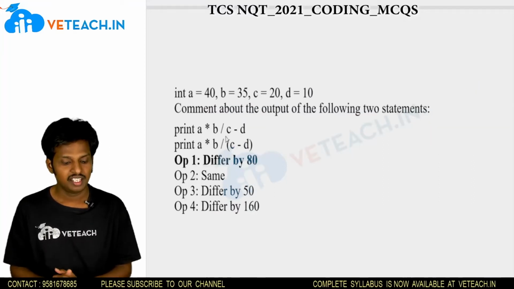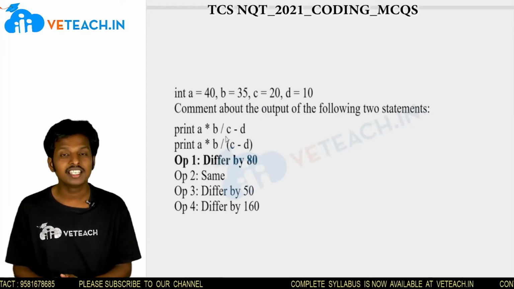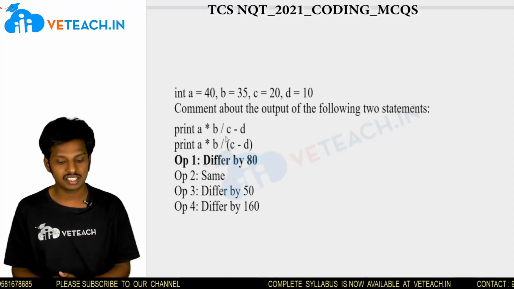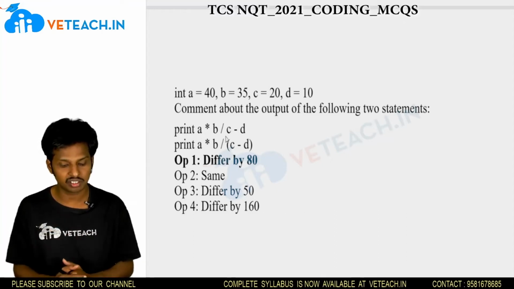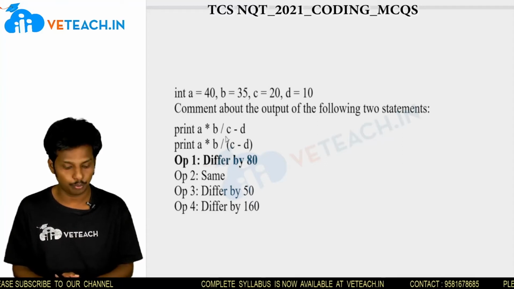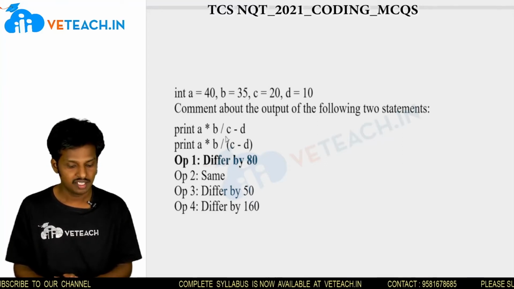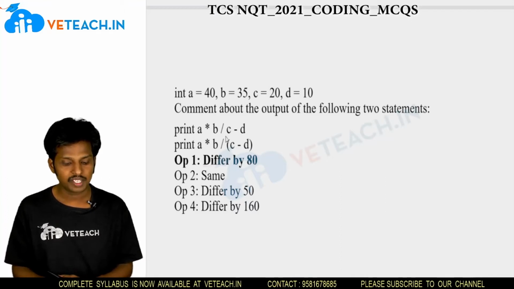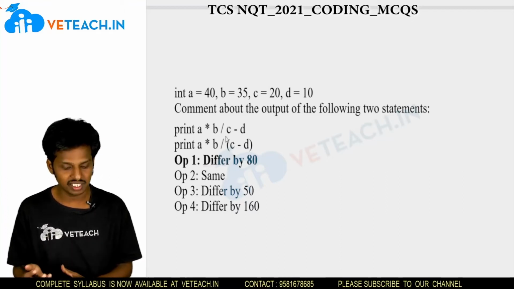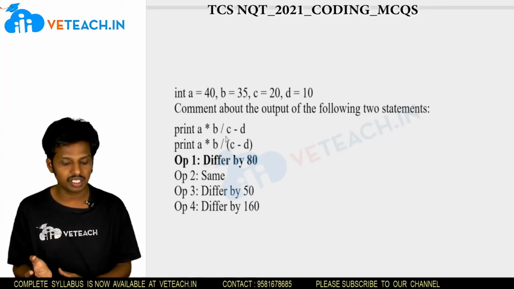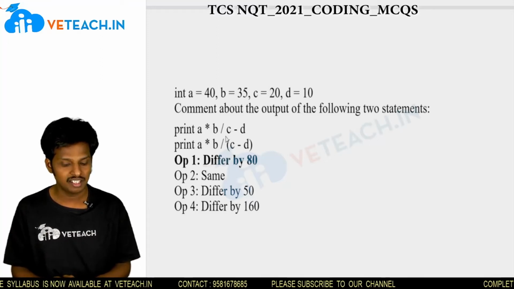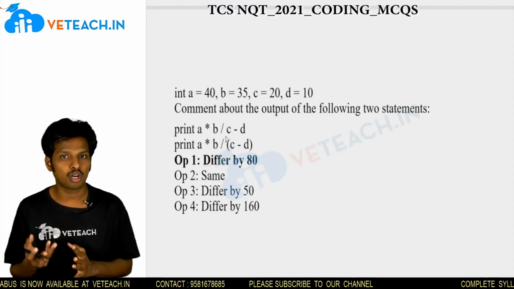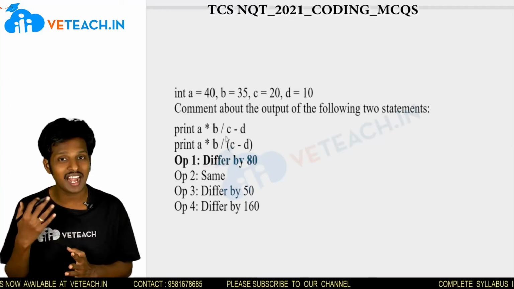Next, int A is equal to 40, B equal to 35, C equal to 20, D equal to 10. Four variables were initialized here, and then they were asked to comment upon this. What is the comment for this? Print A star B by C minus D, and then print A star B by (C minus D). According to operator precedence, parentheses have more importance when compared even with star and division.